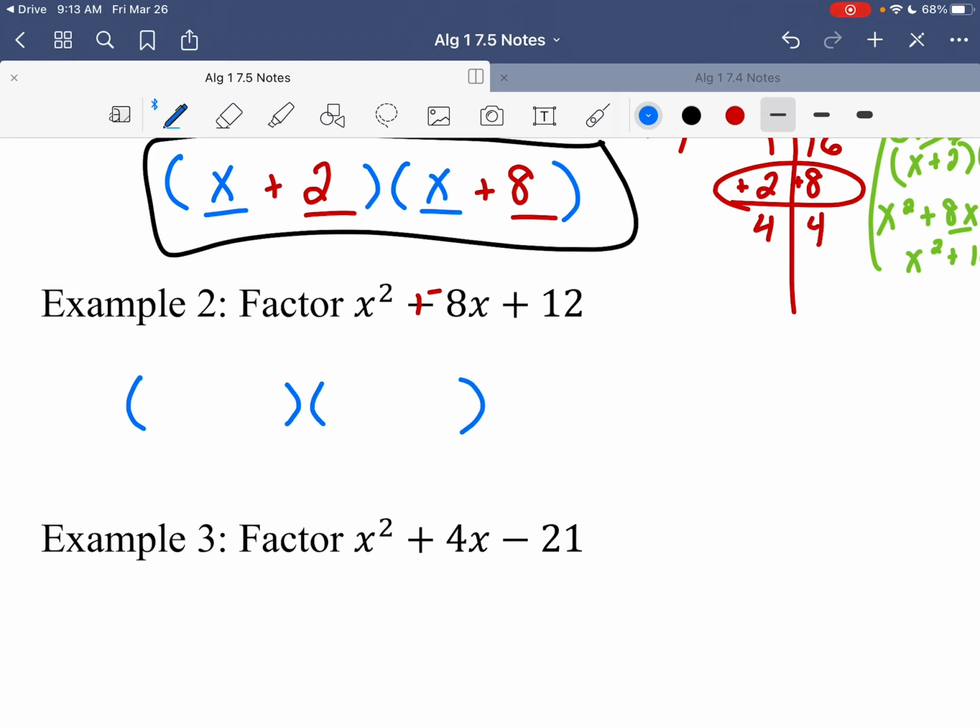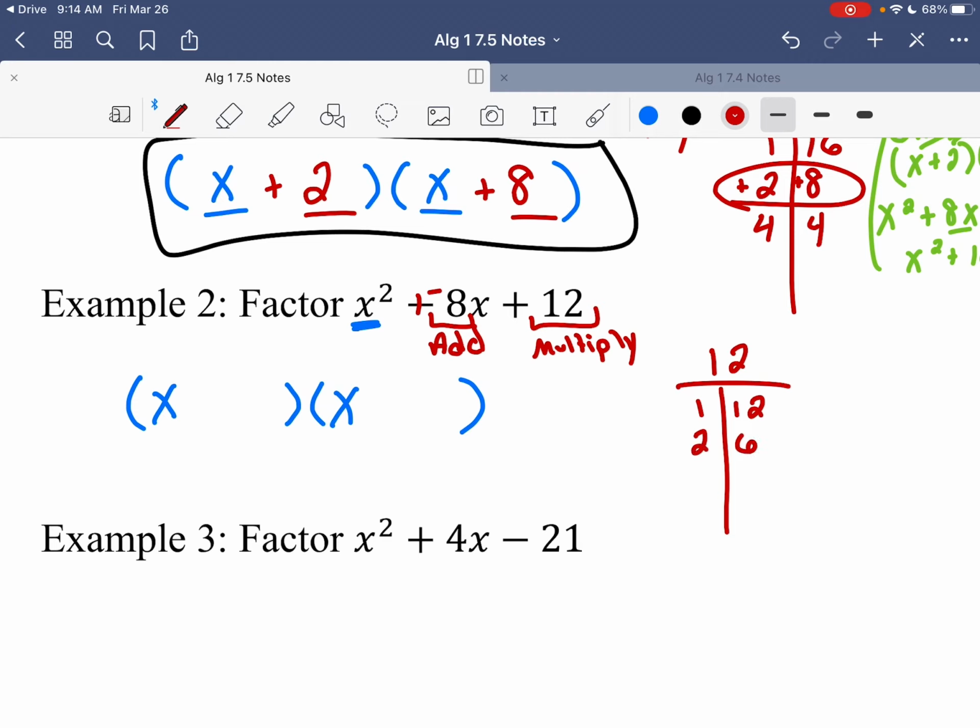2 terms times 2 terms, and the first one is x by x, because x times x gets me that x to the second. Again, I do the same process. I want to multiply to get 12, but I want to add to get negative 8. So if we look at the multiples of 12, we have 1 and 12, 2 and 6, 3 and 4, but I want to add to get negative 8.